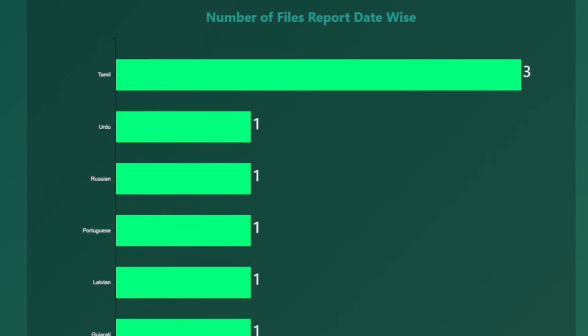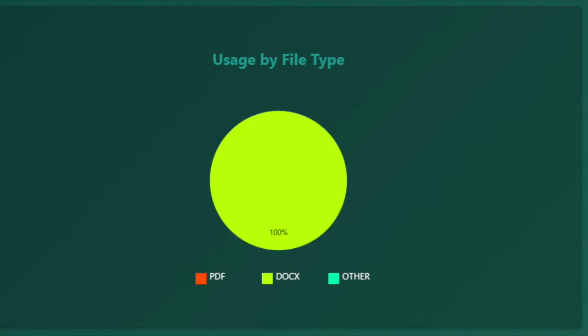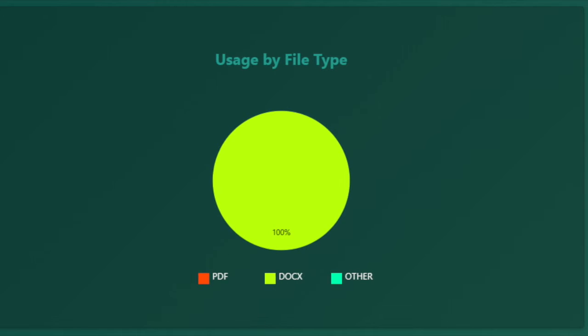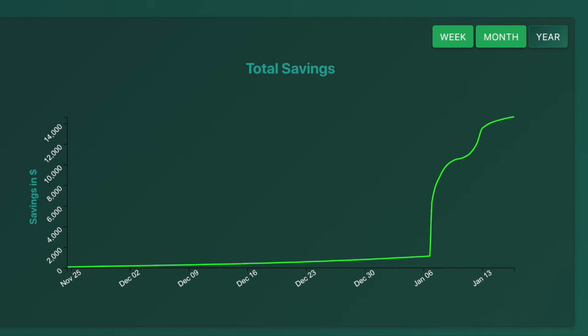In the Report page there are visuals for total savings, usage by file format and number of files translated in a particular language. Here in the right corner you can filter visuals according to week, month and year.